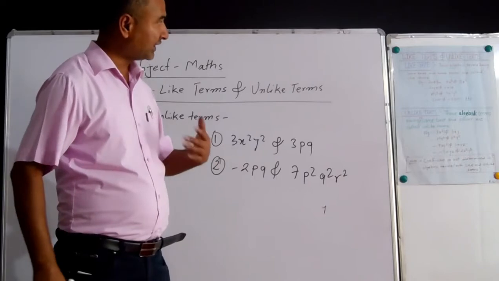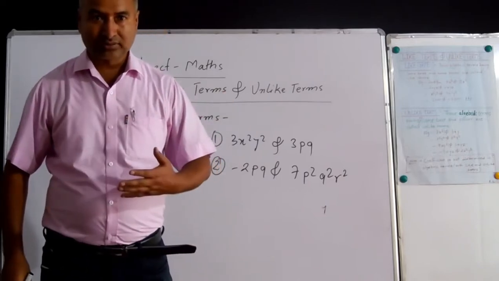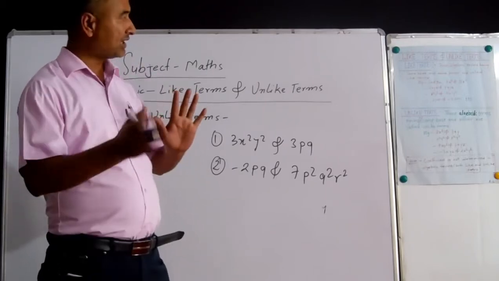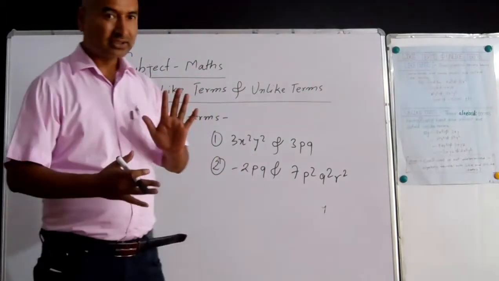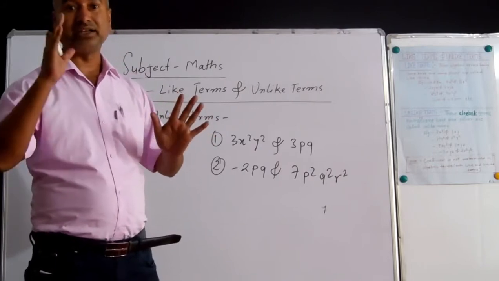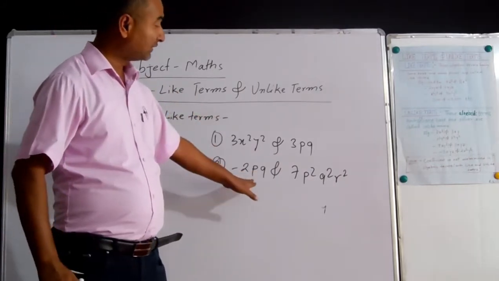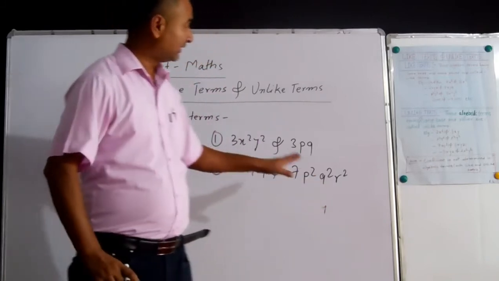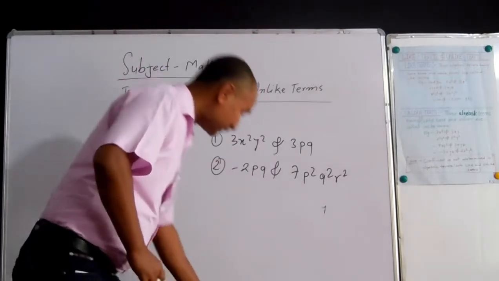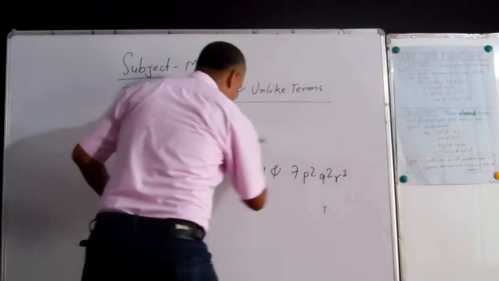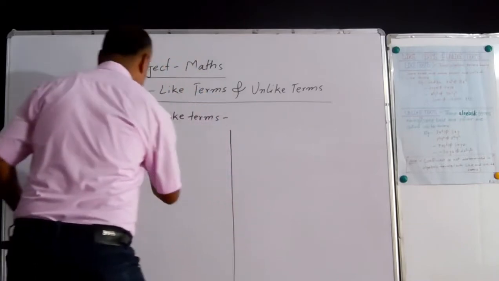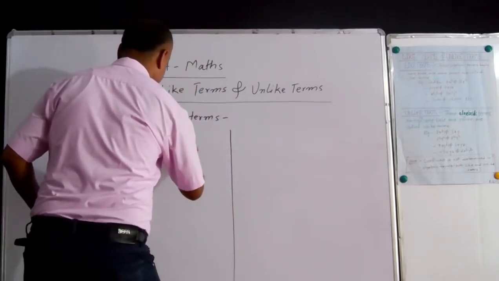I am repeating again here. Like terms are those terms or expressions which have the same base and same power, and unlike terms are those algebraic expressions which have different power and different base. That means they are different from each other. So dear students, I am writing here another examples. Focus on the whiteboard also, for comparison of both like and unlike terms.